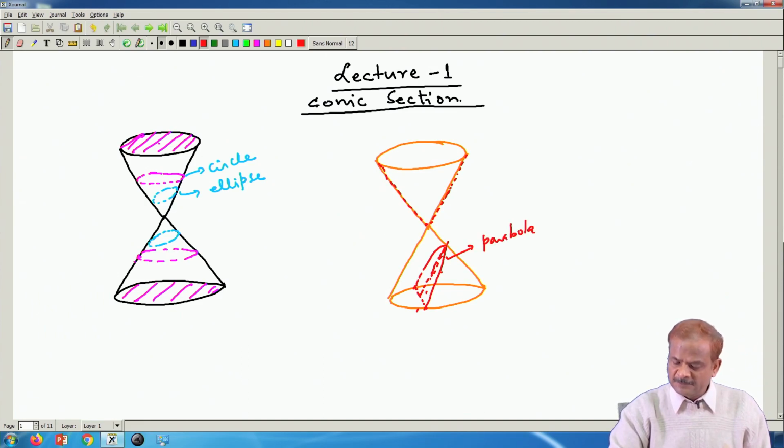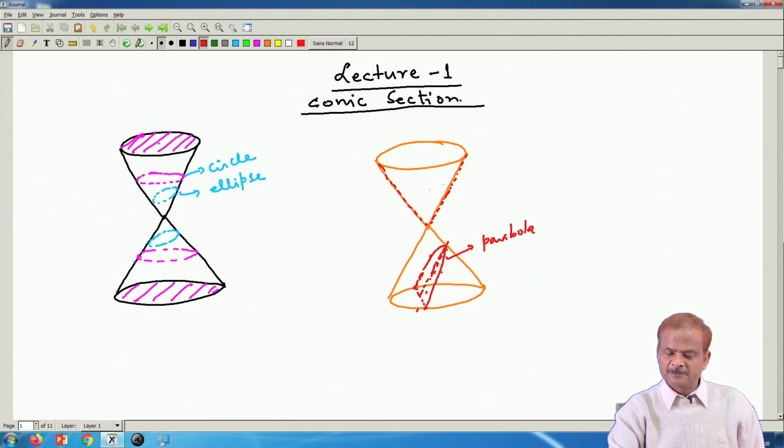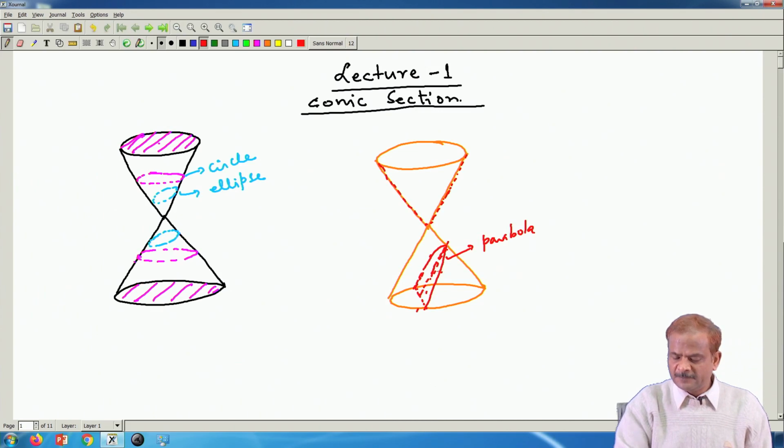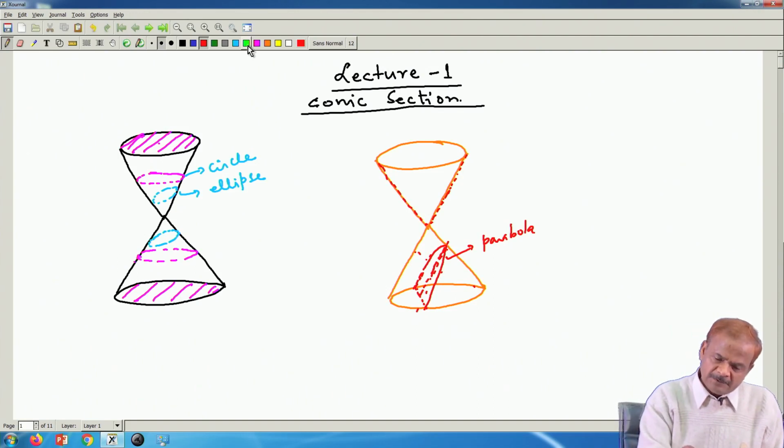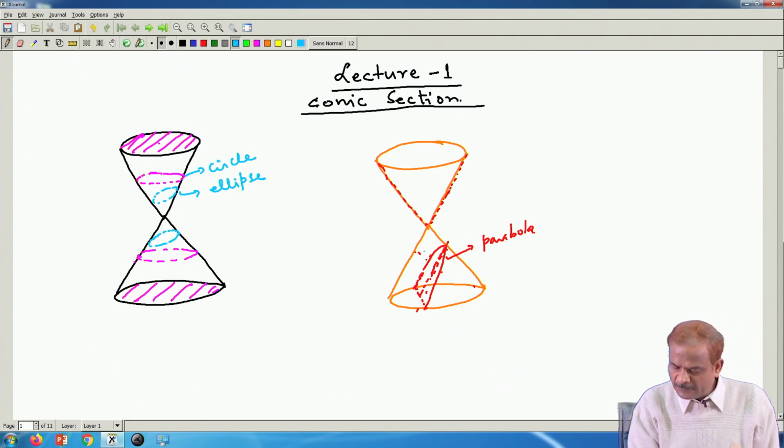Remember that this plane is parallel to one of the generators. So, either it can be this way, or you can draw it from this side. In another color I can show it like this, it can be parallel to this generator. So, if it is parallel to this generator, it will go like this.